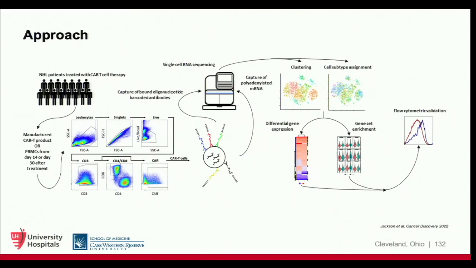And this includes single-cell RNA sequencing, as well as protein assessments by a process called feature barcoding. And then we did a variety of different analyses, which I'll show you a little bit of today, to try to assess the differential expression and gene set enrichment analysis to understand what pathways are being modulated in these CAR-T cells after infusion. We also did independent validation studies using flow cytometry to look at protein expression in a separate aliquot of samples.